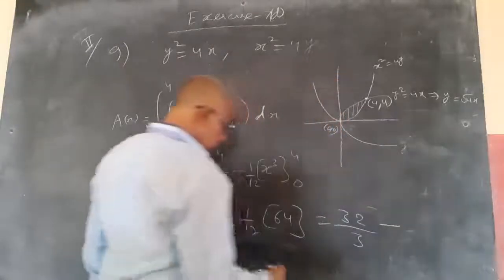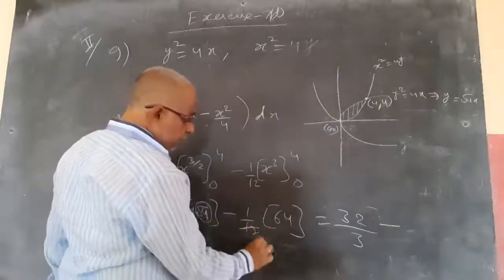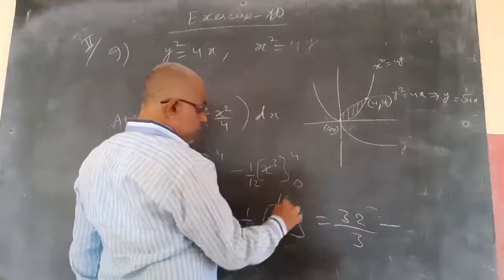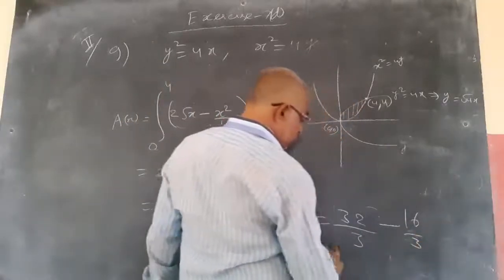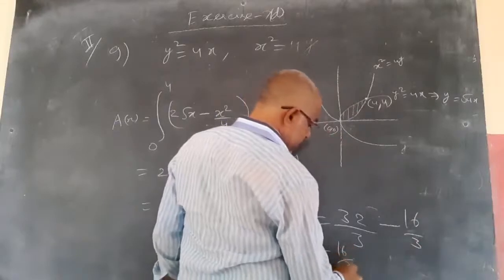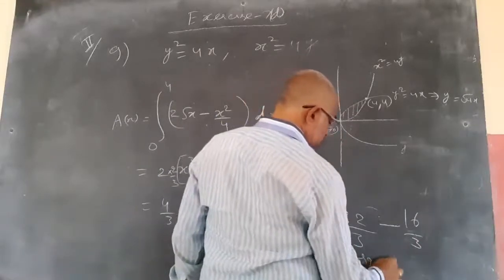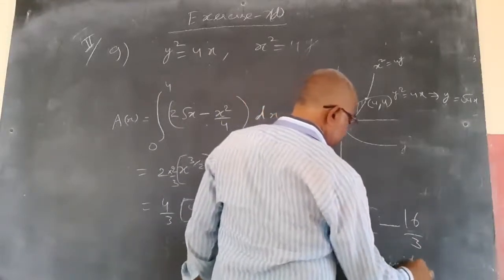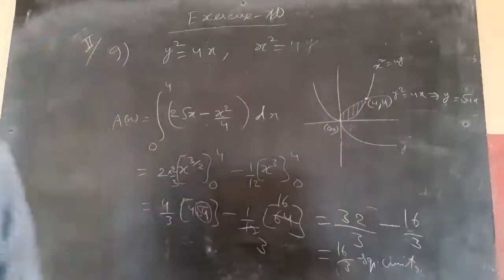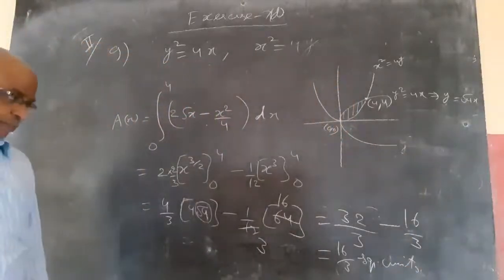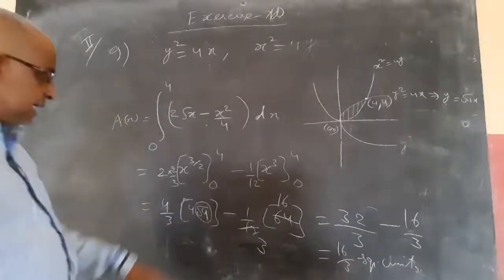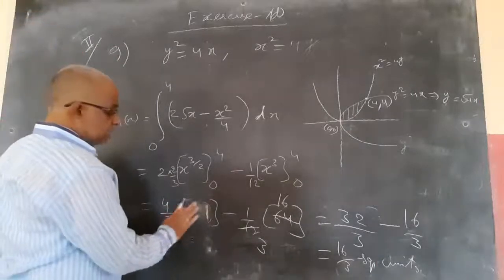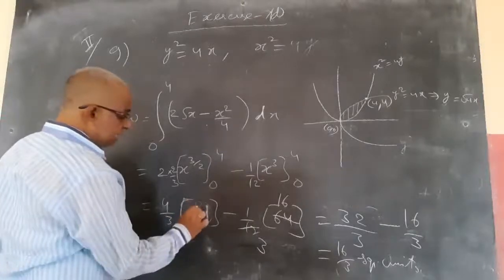minus, here also I can cancel, 4 3s are 12, 4 16s, yeah. So minus 16 by 3. So 32 by 3 minus 16 by 3 gives me 16 by 3 square units. Instead of 4 root 4, I can write 4 into 2, which is 8, directly.